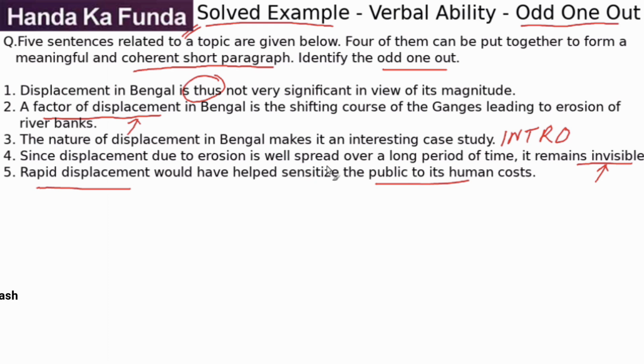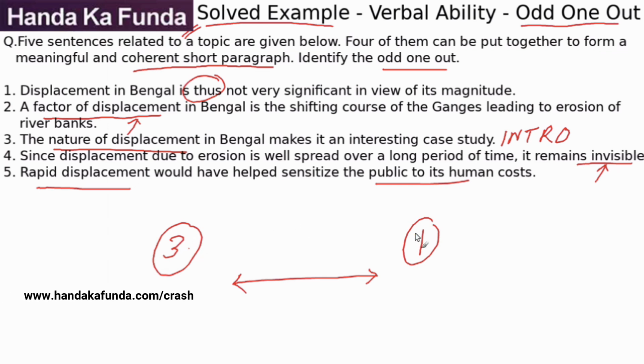Now all of these 5 are related to each other, but we have to find out which one does not fit. So very clearly, statement number 3 is an introductory section which talks about the nature of displacement. This is where you are going to start from. Displacement in Bengal is thus not very significant in view of its magnitude. This is a good concluding sentence because it is using words like thus, and the reasoning is what will come in between. So 2, 4 and 5, 2 of them should explain how from the introduction you are going to the conclusion that it is not very significant.